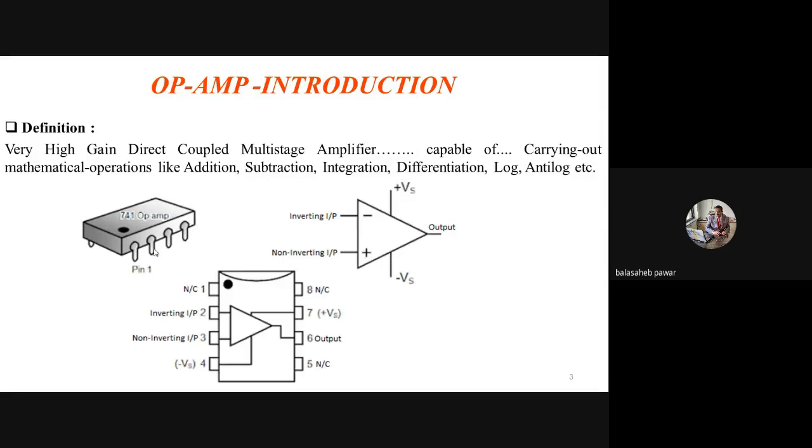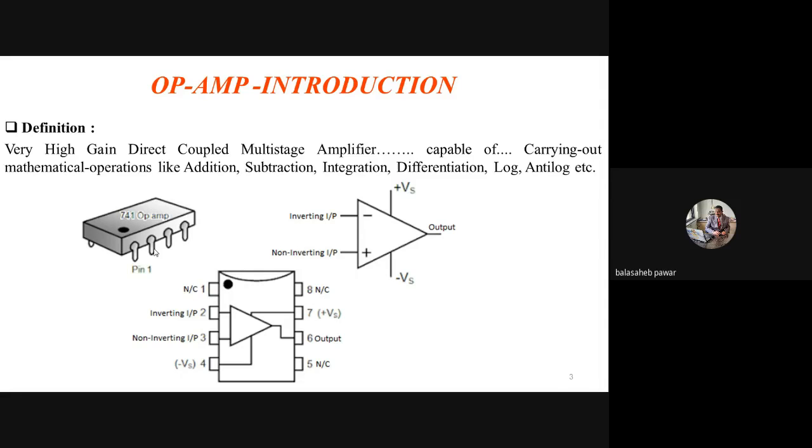Just compare it with our conventional amplifier, which we studied through our second practical. Over there, gain was only 30, and for this OPAMP, how much is the gain? It is 2 into 10 raised to 5. That means 2 lakh is the gain, and that's why this word is preferred. It is very high gain.